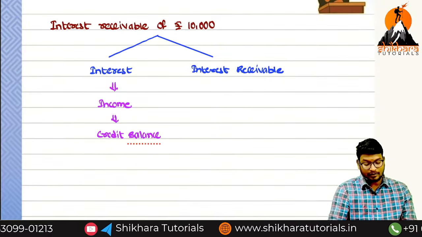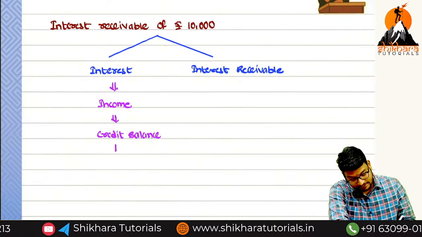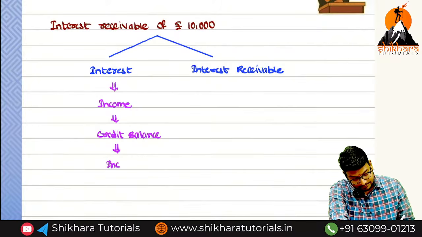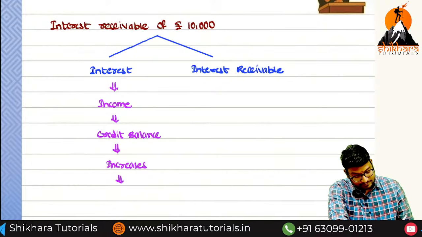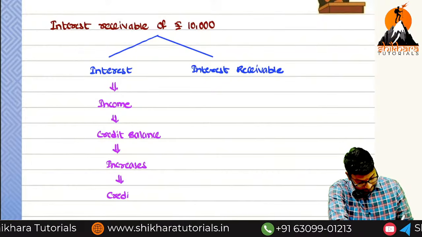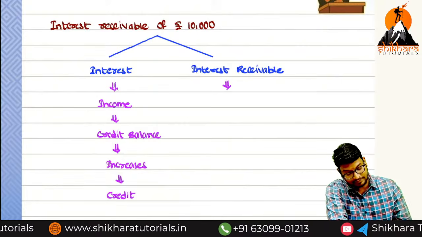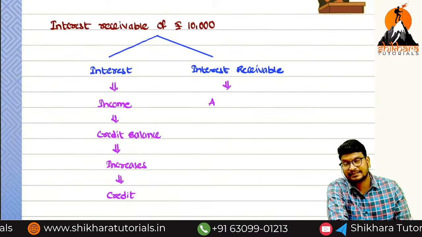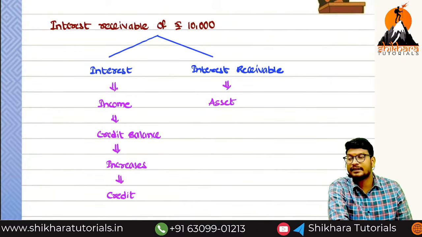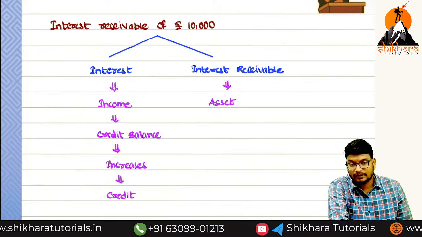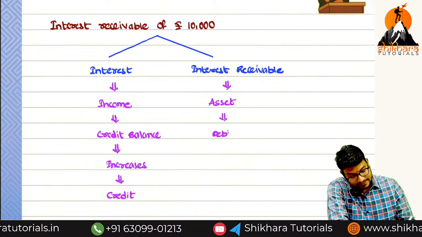Now, I have already told you that incomes and expenses, are they increasing or decreasing? Increasing. So if the credit balance increases, what do we need to do? Credit. Yes or no? Now come to the interest receivable point of view. Interest receivable means asset, liability, income, or expense? It is an asset because it is related to the current year, we have not received it. So asset means which balance? Debit balance.